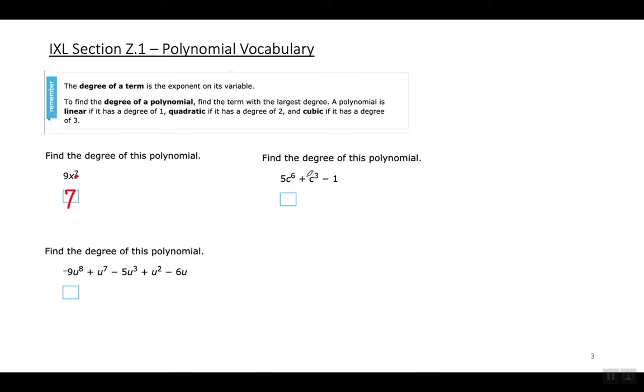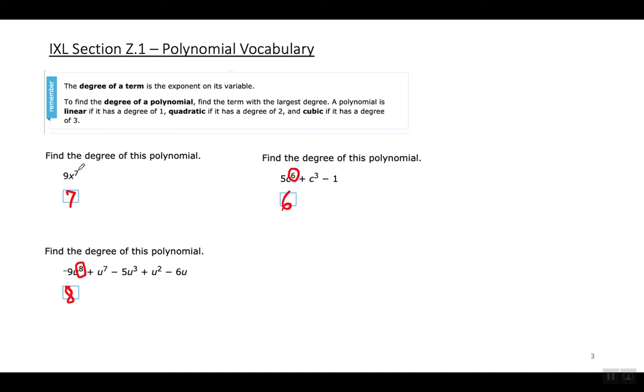Now when you have more than one term, it says up here, to find the degree of a polynomial, find a term with the largest degree. So if you have more than one term, the degree of the polynomial is the highest exponent. That's the easiest way to say it. So the degree of this polynomial is 8. The degree of this polynomial is 6. The degree of this polynomial is 7.